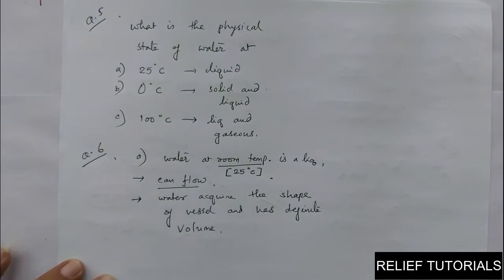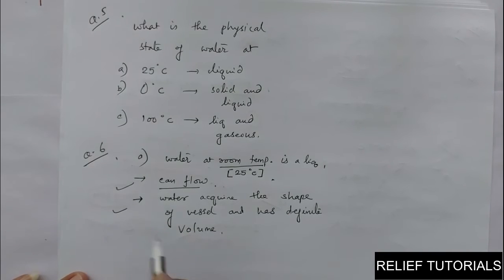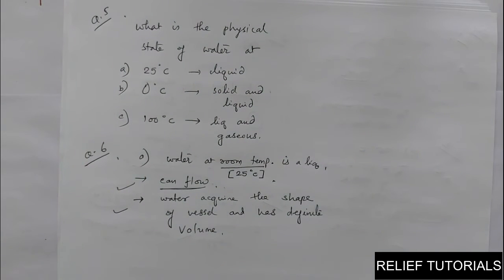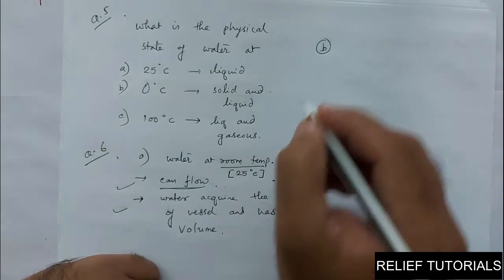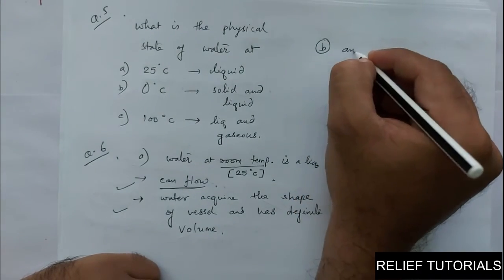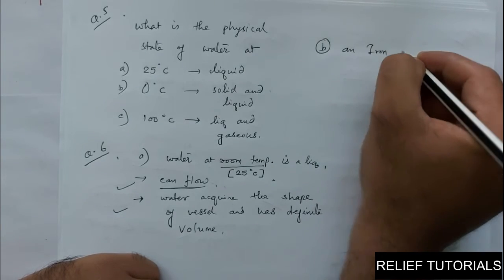Water can flow. So fluidity is the property of liquid as well as gases. Okay, so that is why two reasons are there. So the substance which can flow and the substance which can acquire the shape of vessel and having the definite volume. So these two reasons are sufficient to justify that water at room temperature is a liquid. Second, an iron almari.